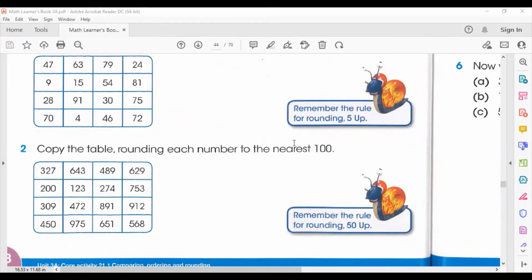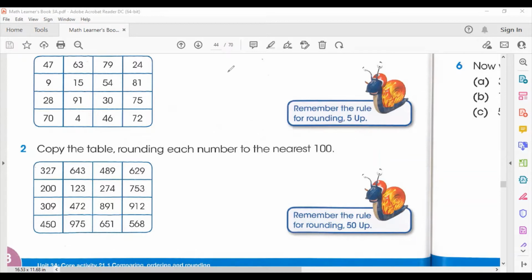100, 200, 300, 400. And the last 2 digits are at the ones place value and tens place value. What do you mean by ones place value? When we are talking about numbers, the first digit starting from right to left is units or ones. This is tens. This is hundreds. So ones, tens, hundreds. So ones place value and tens place value. This should be 0 if you are talking about nearest 10.